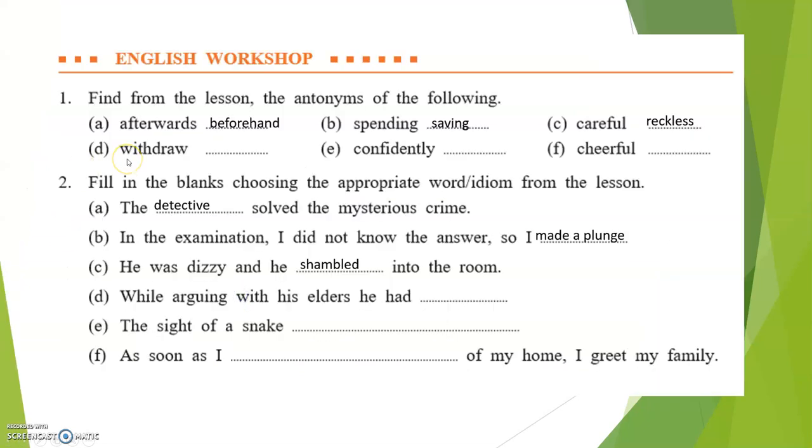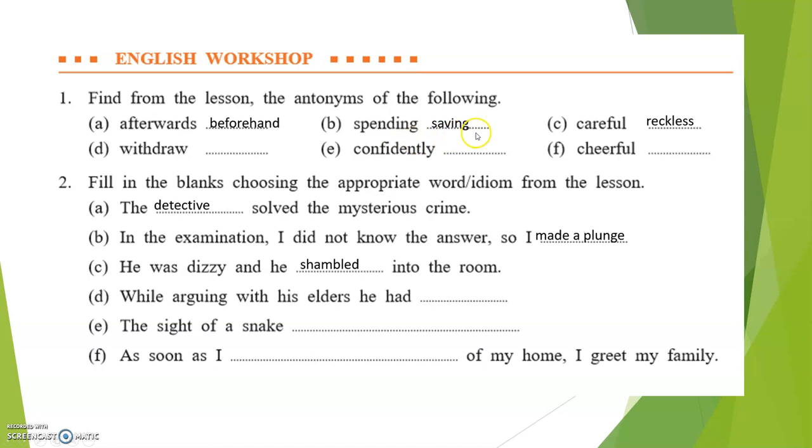Now, if you look at your English workshop, that is on page number 104. Let's do a little of it. Now, first question is find out from the lesson the antonyms. Now, you know what the antonyms are. Okay? Antonyms means the opposite words. So, you got your first one, afterwards, beforehand. From the text, okay? From the lesson, children, you have to find out.